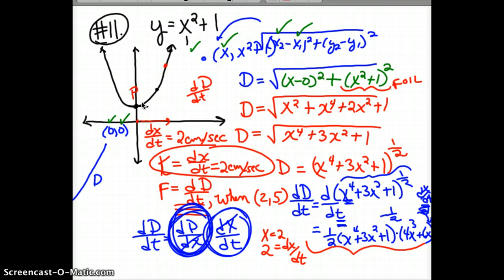They want to know instantaneously, right there at the point (2, 5), what's the rate of change of its distance from the origin. So what I went and did is I found a formula or an equation for the distance from the origin. And I'm going to take its derivative with respect to time, which is what I did right here. And once I get it all cleaned up, I'm going to plug in the value of 2 for x, because that's where they told me to do it, instantaneously at the point (2, 5), and they told me the rate of change for dx/dt. So that's done. I'm not going to finish the algebra. You can do that.